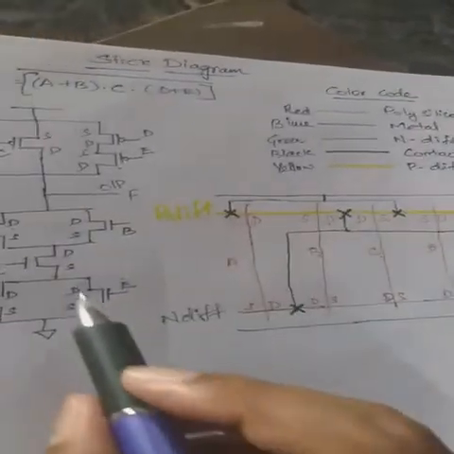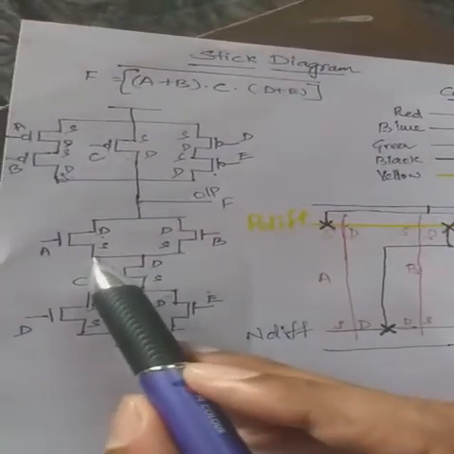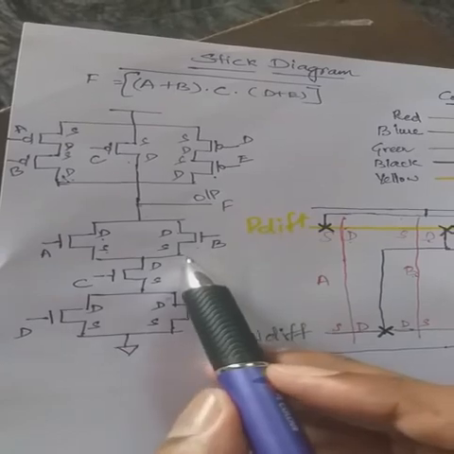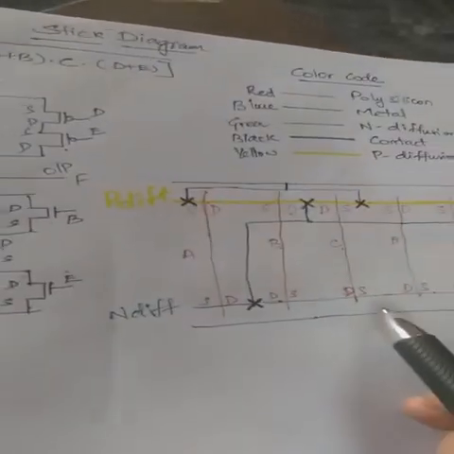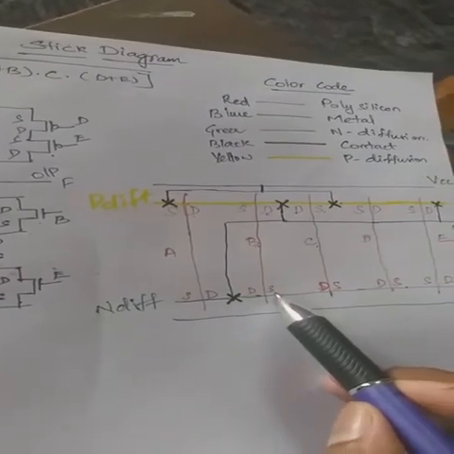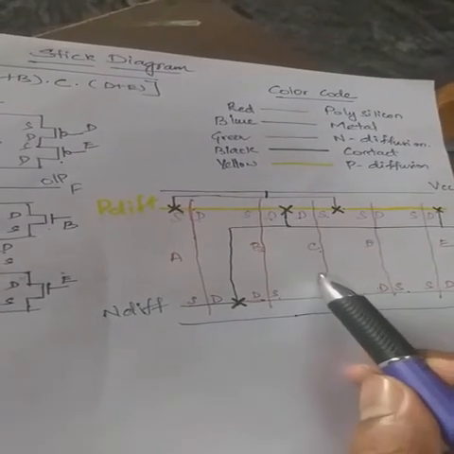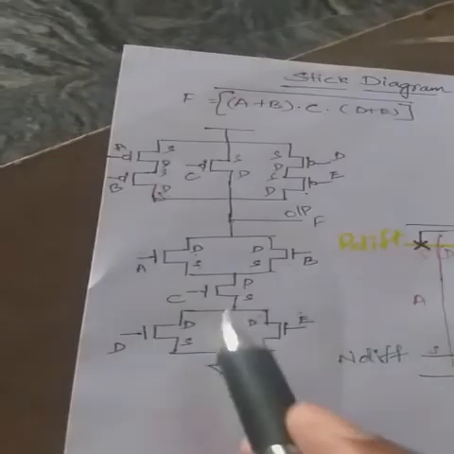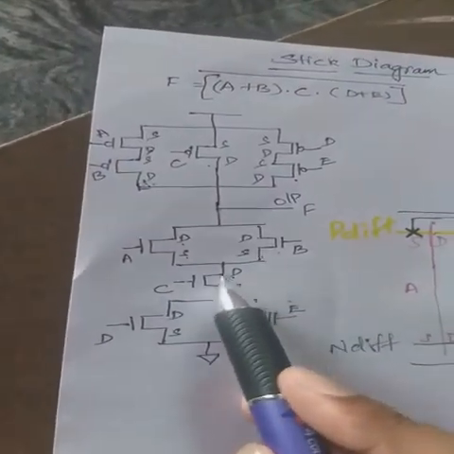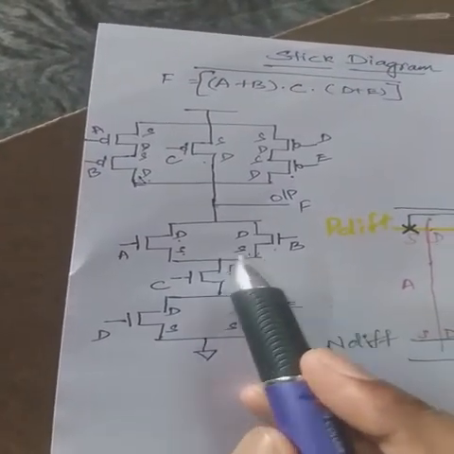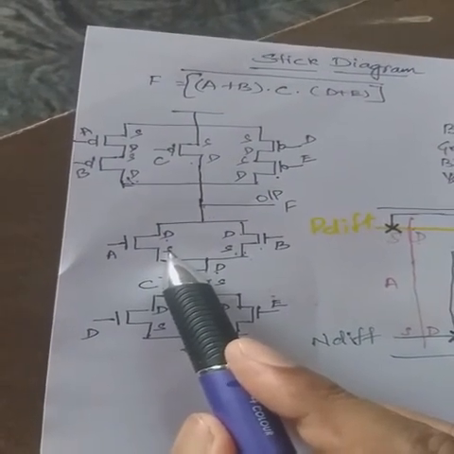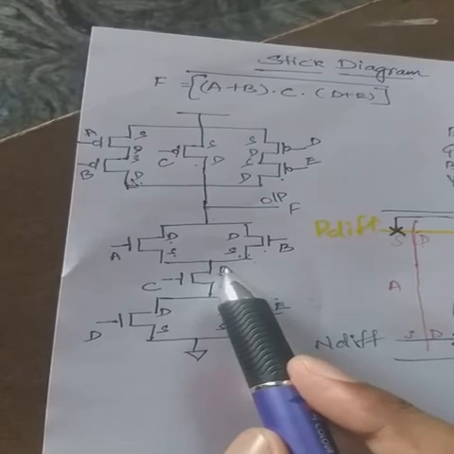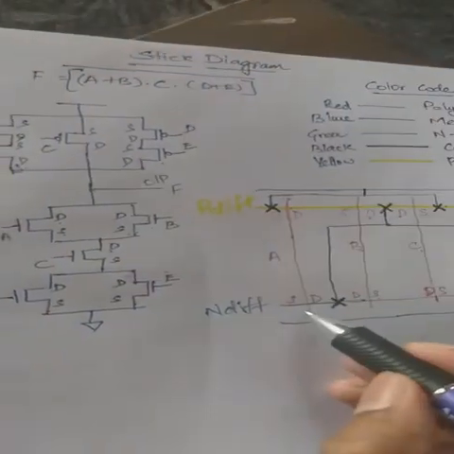So the next one is source of A and source of B has to be connected to drain of D, right? So already here source of B and drain of C is connected. The only thing we have to do is, these two parts are already connected in the stick diagram, we have to take a line from the source and connect it at this particular point, right? So like this you have to do.